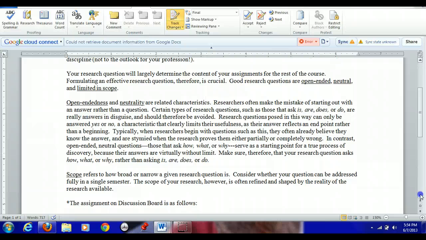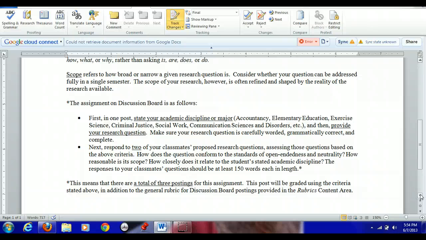So, the two other elements are, I would say, lesser scope. Make sure you can do it in the time we've got. And neutral really is related to the first thing. It's neutral if it doesn't already have an implied answer in it. You don't want a question with an implied answer. You don't want a question that can be answered simply yes or no.